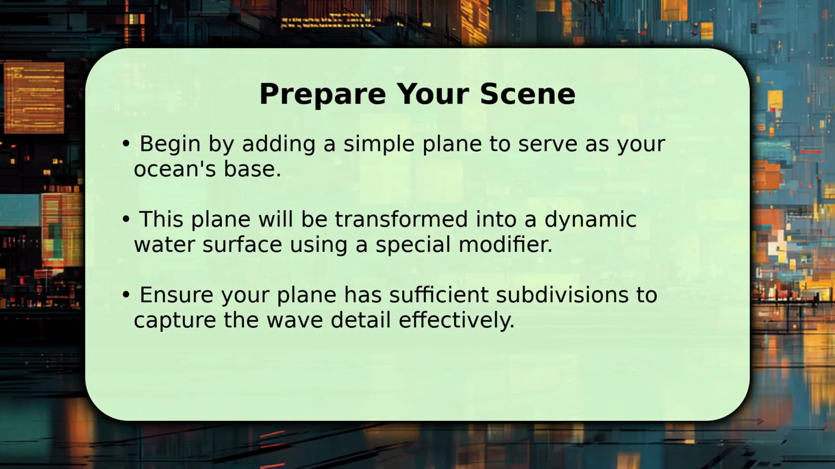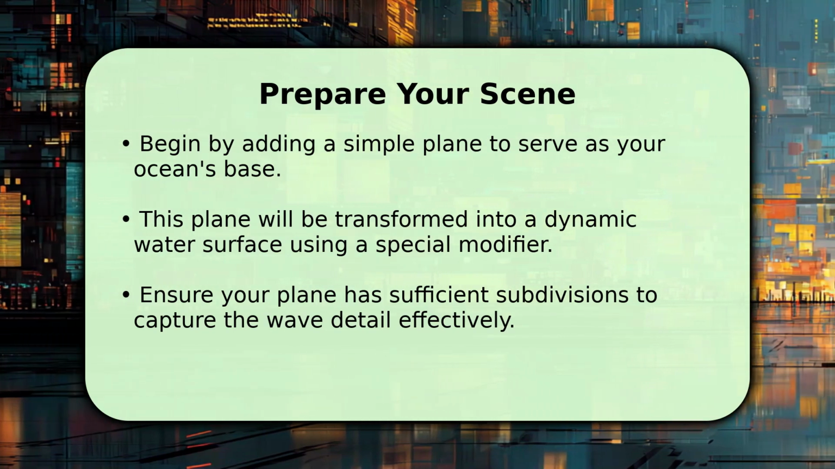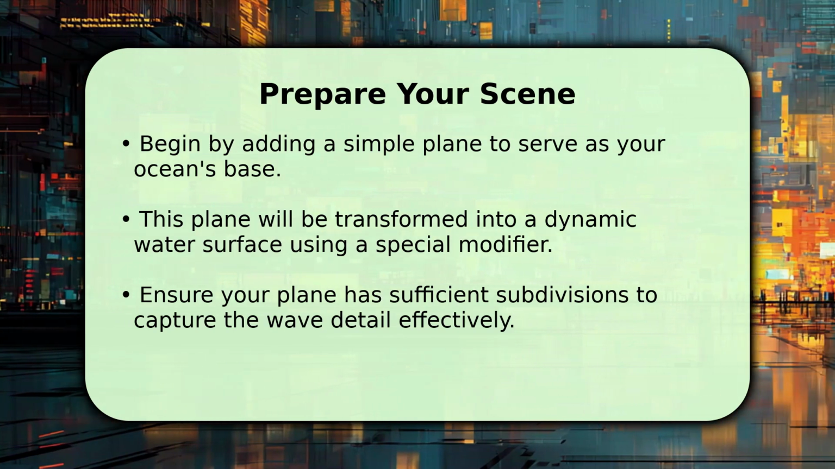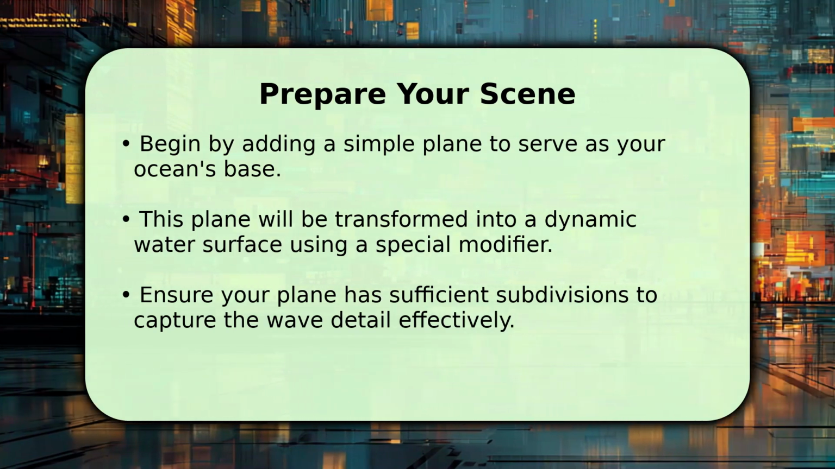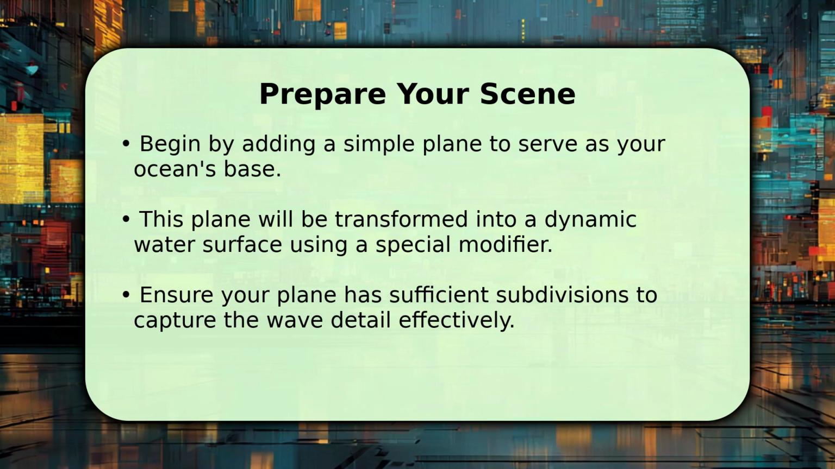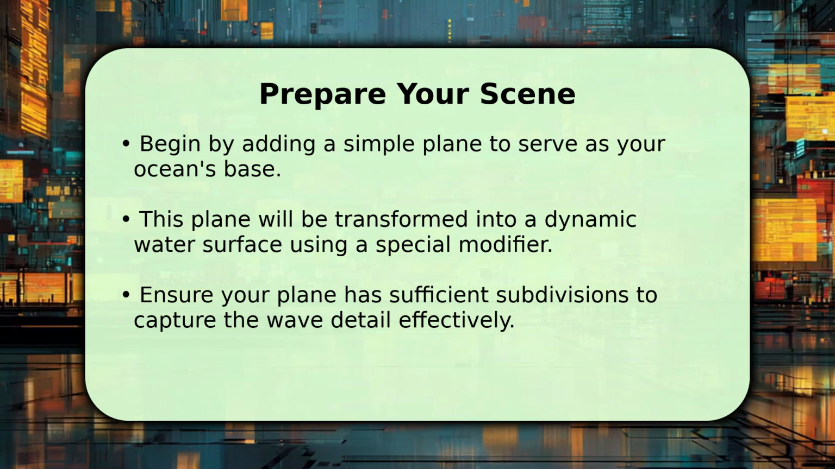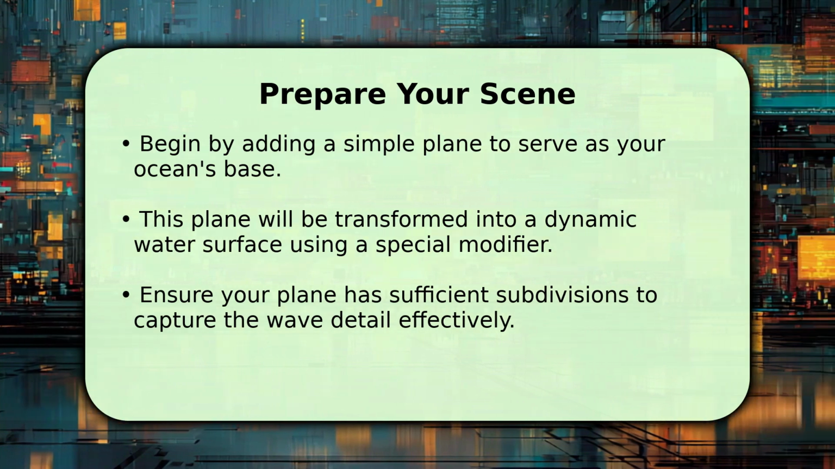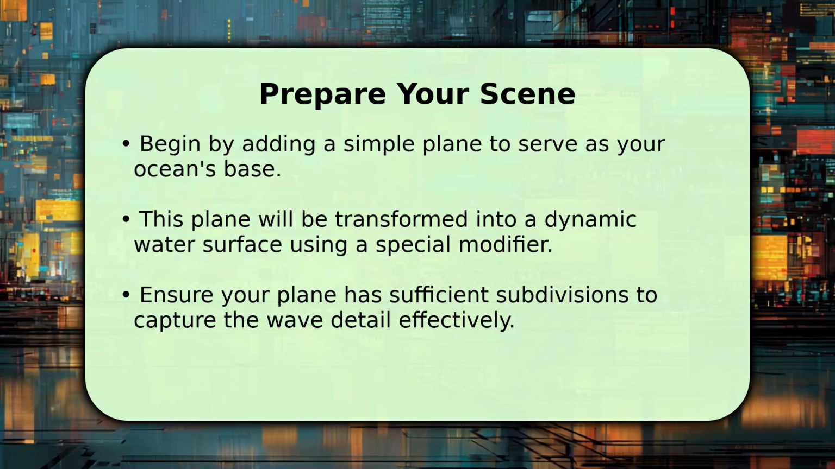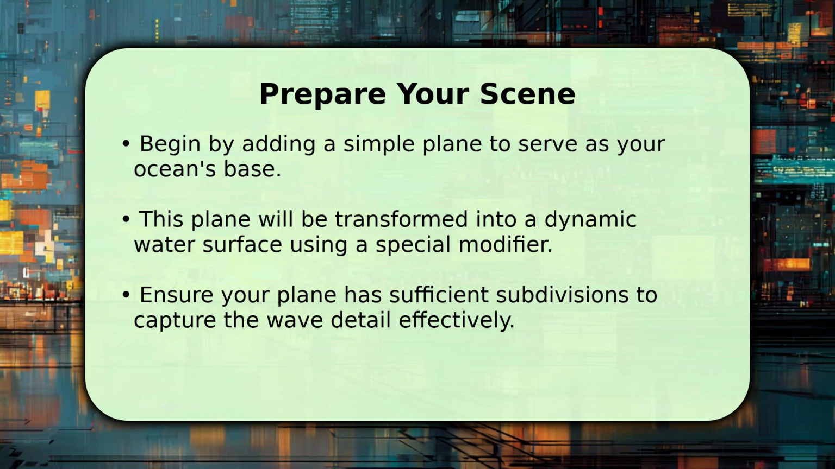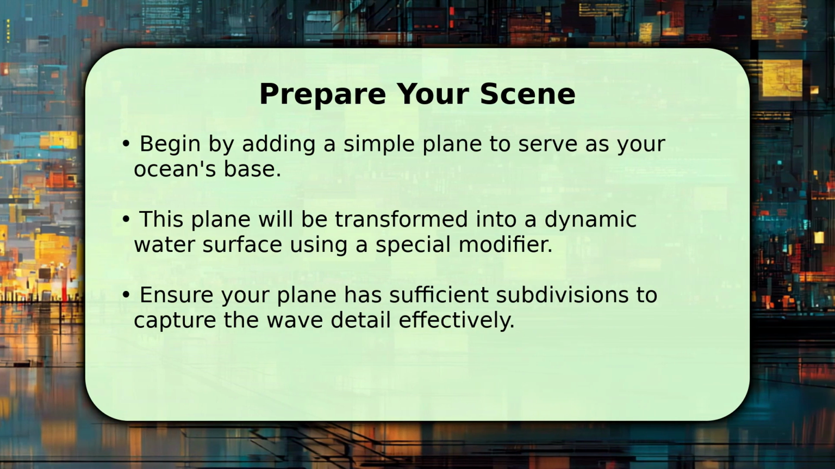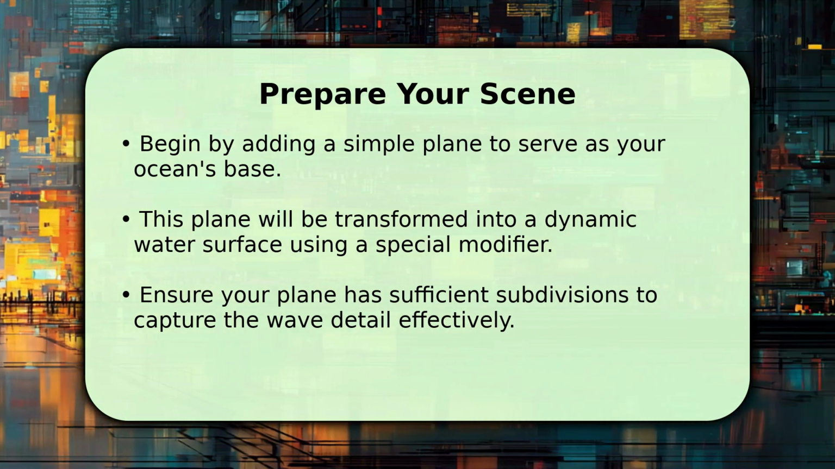Every great ocean starts with a humble foundation, a simple plane. In Blender, head to Add, then Mesh, and select Plane to introduce it into your scene. Now, this is crucial. Before applying the modifier, scale your plane up significantly, perhaps by 20 or 30 units, to cover a broad area. Then, give it ample subdivisions. Roughly 50 to 100 will allow the modifier to create detailed, believable waves. This preparation is key for a realistic outcome.